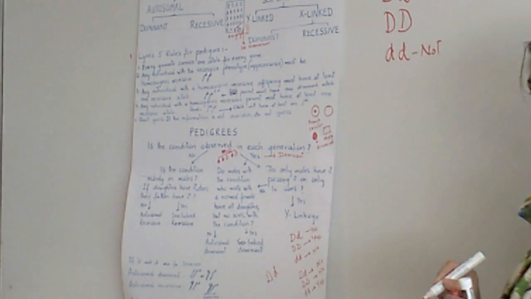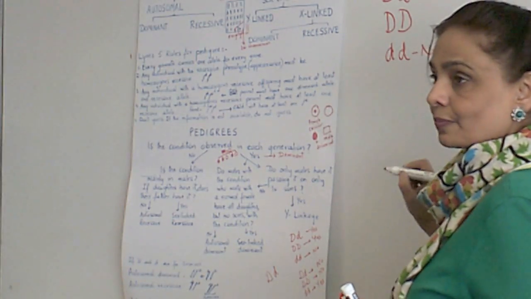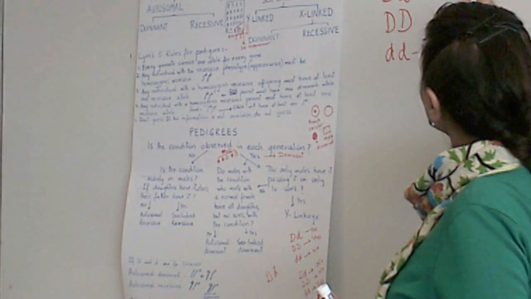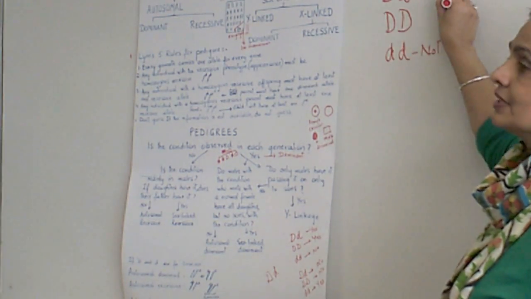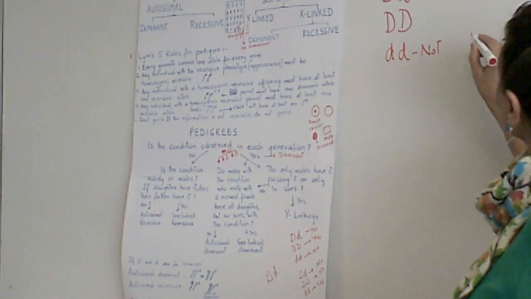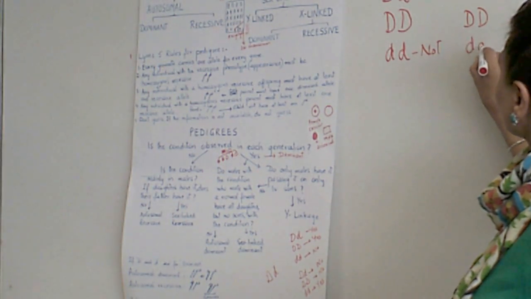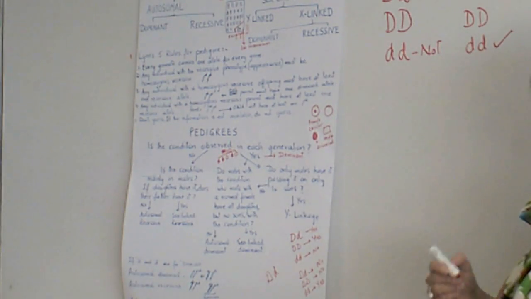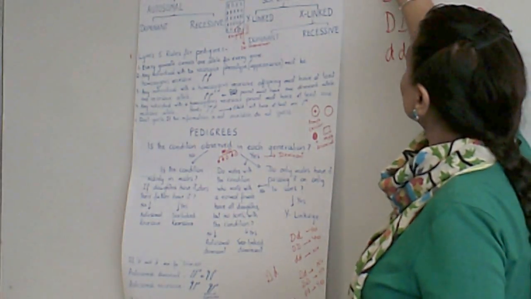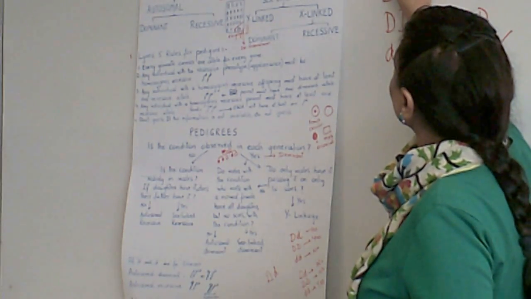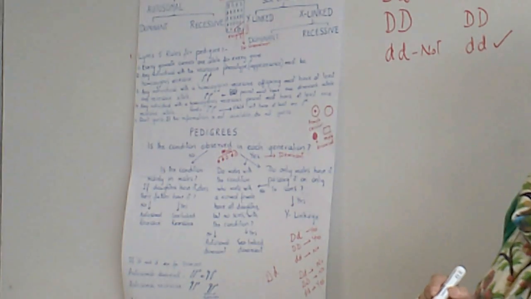On the other hand, if it is a recessive trait, then will this combination make the person affected? No. Yeah, that's the difference. This combination will not make them affected, we know that. This is the only combination which will make them affected. Right? So this is the difference between autosomal dominant trait and autosomal recessive.